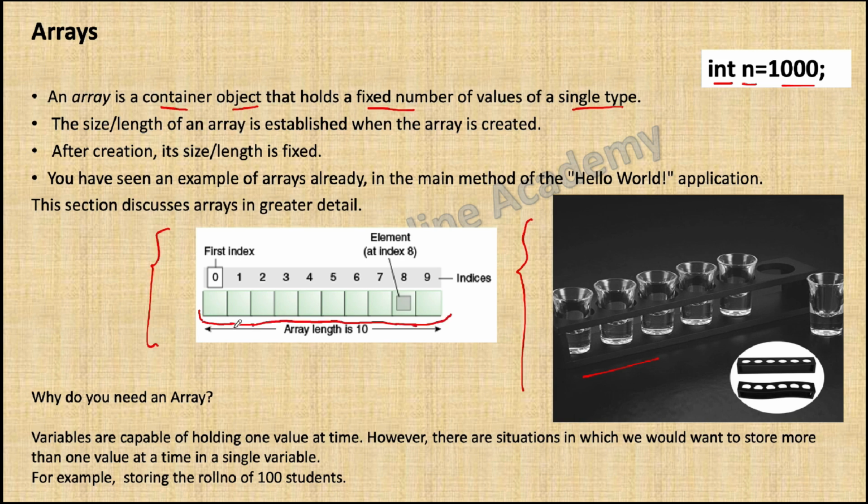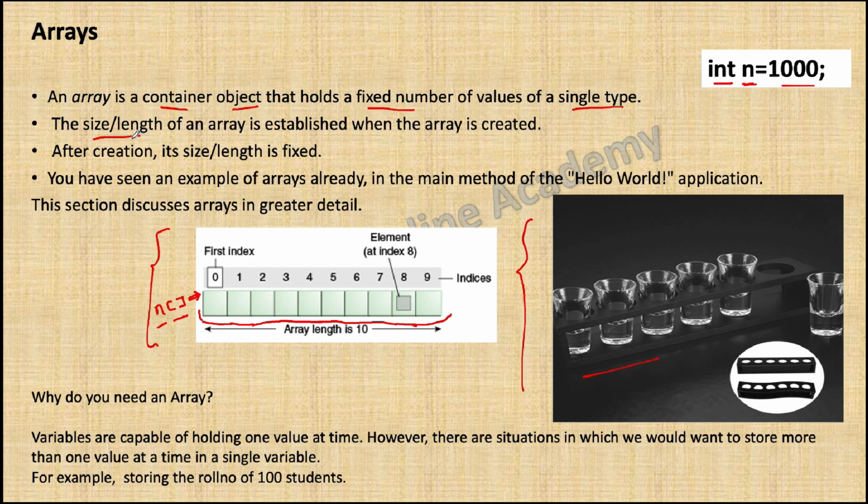This is a container. This array is holding 10 values. Let us give some name to this array, for example, n with square brackets. An array is always represented with square brackets. When you declare a variable, it has a variable name, and when you declare an array, it has an array name with square brackets. An array object holds a fixed number of values. The size or length of an array is established when the array is created.